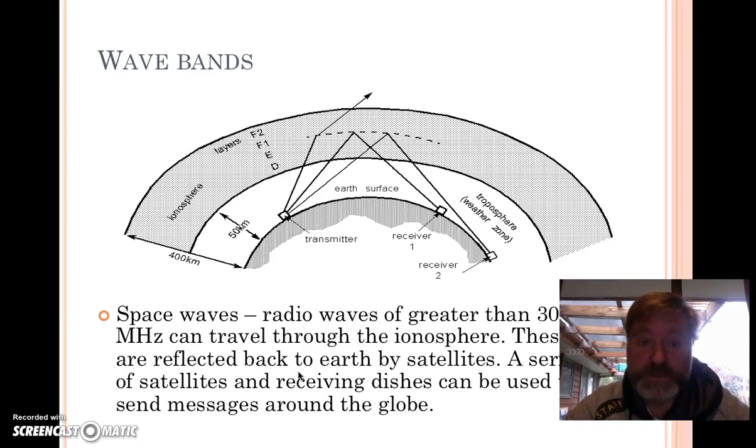And then, of course, space waves. Waves greater than 30 megahertz actually go through the ionosphere, hit the satellite and get bounced back. So these are really handy for sending things from one place to another. I'm sitting in Australia listening to a broadcast of the news in London, and it happens reasonably quickly.